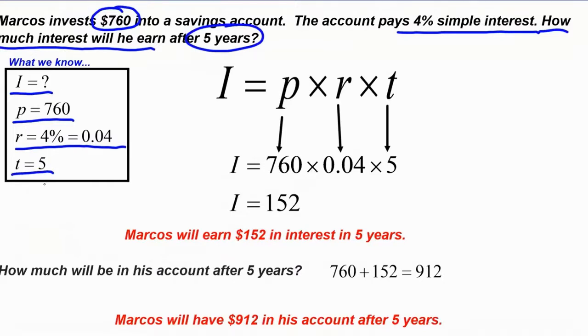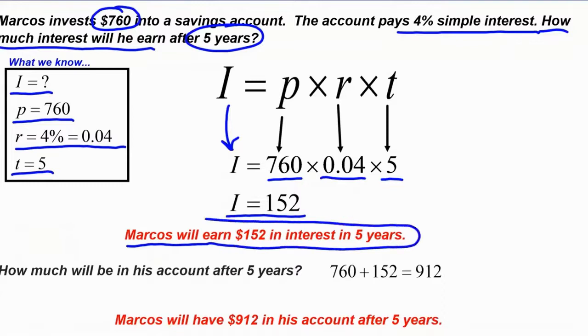So there's all the pieces that I need, and then again, I just plug those in. I don't know I. The principal was 760. The rate was 0.04, and the time was 5 years. I simply have to multiply those 3 numbers together, and I get 152. So Marcos will earn $152 in interest in 5 years.